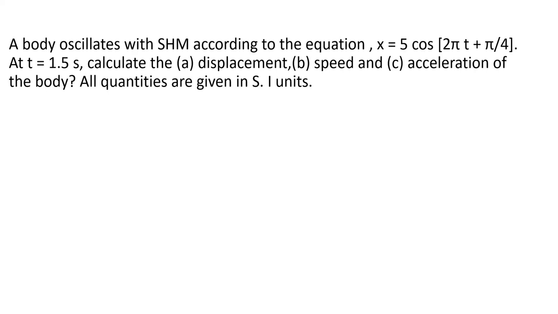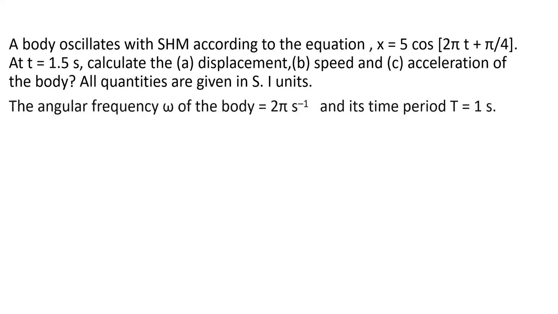Now another problem. A body oscillates with SHM, simple harmonic motion, according to the equation x equal to 5 cos(2 pi t plus pi by 4). At t equal to 1.5 seconds, calculate the displacement, speed and acceleration of the body. All quantities are given in SI units. Angular frequency is given. How can you compare it with the standard equation x equal to A cos(omega t plus phi 0)? So amplitude is 5, omega is 2 pi per second, and time period is 1 second.